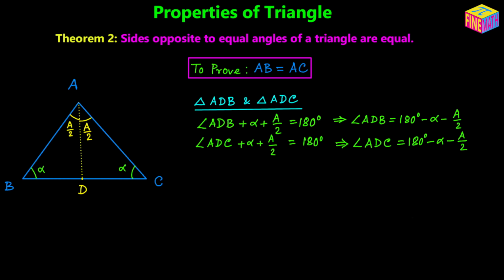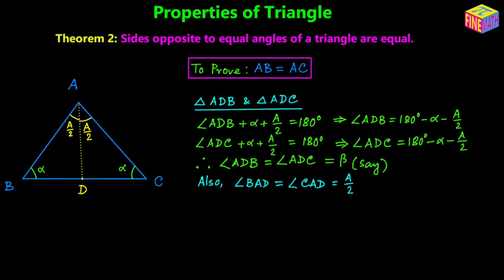So if you think about the angle ADB and angle ADC, they are actually equal in measure. I have denoted that with a beta, assuming that each of those angles is equal to beta. You can say beta degrees or beta radians, either way it's fine. I'm just taking it as beta, right? And also between these two triangles, angle BAD and angle CAD are also equal because each of them is half of A.